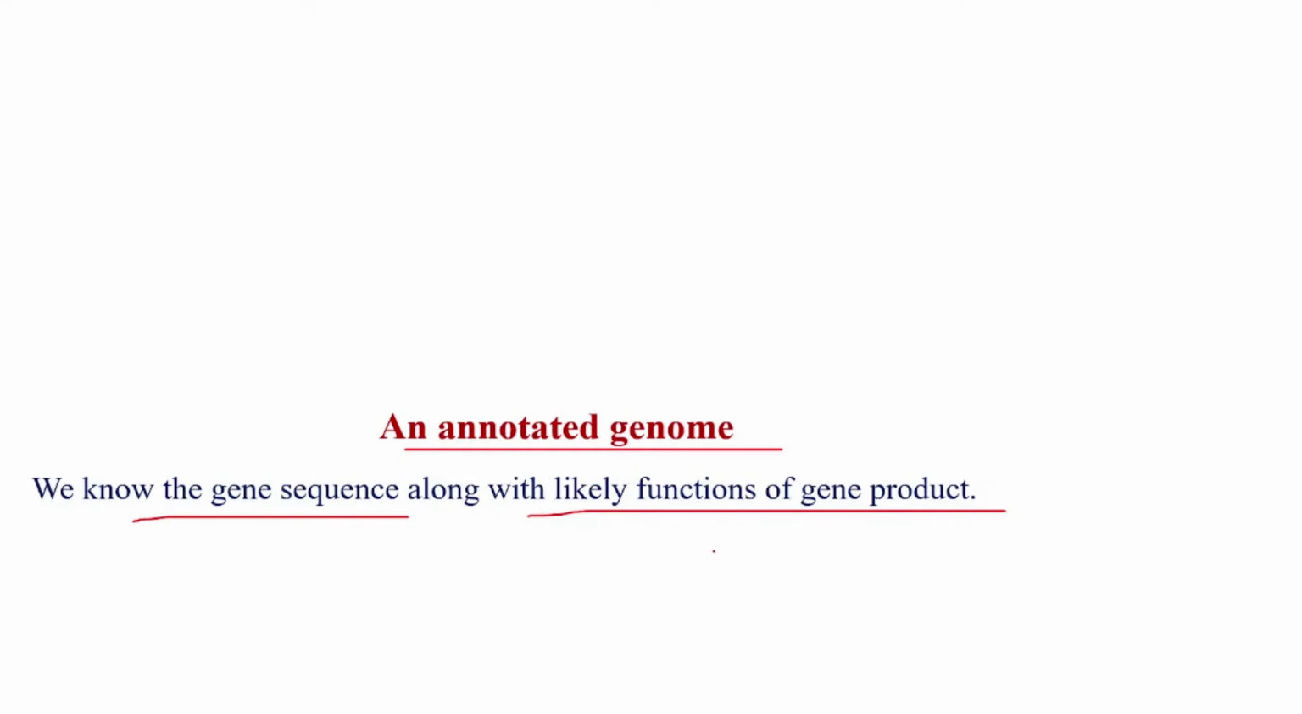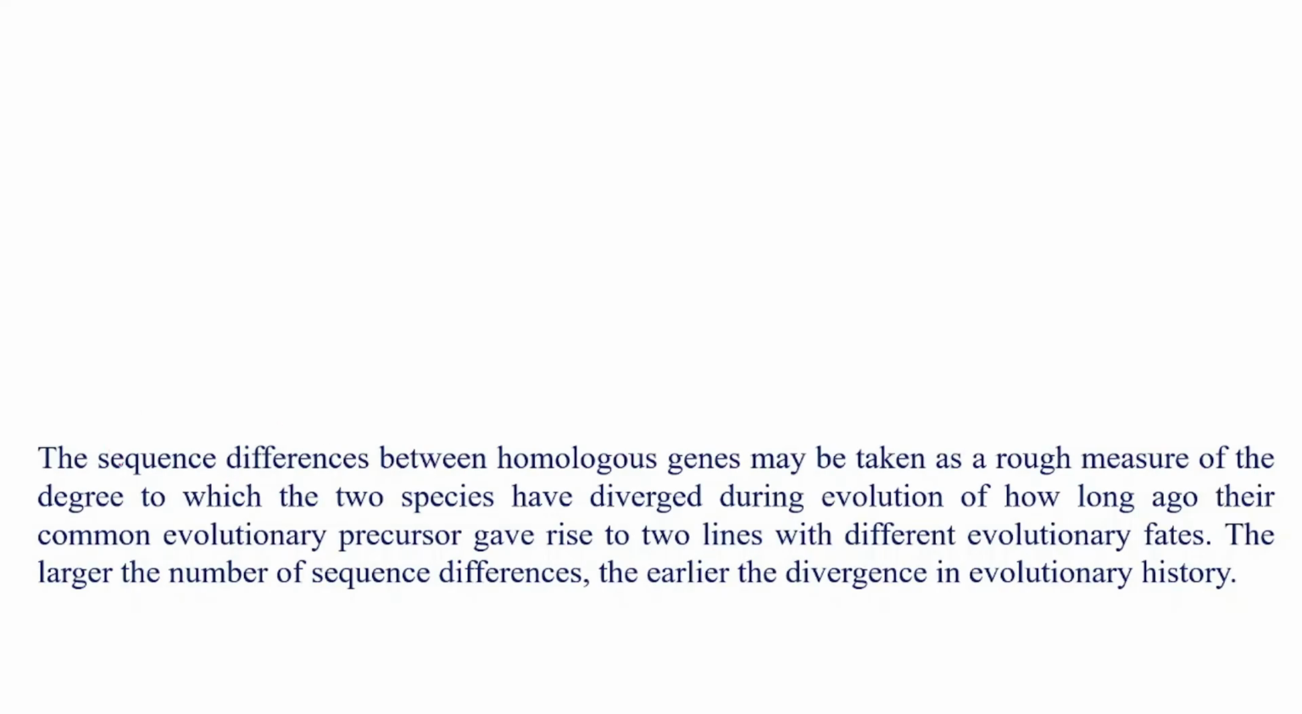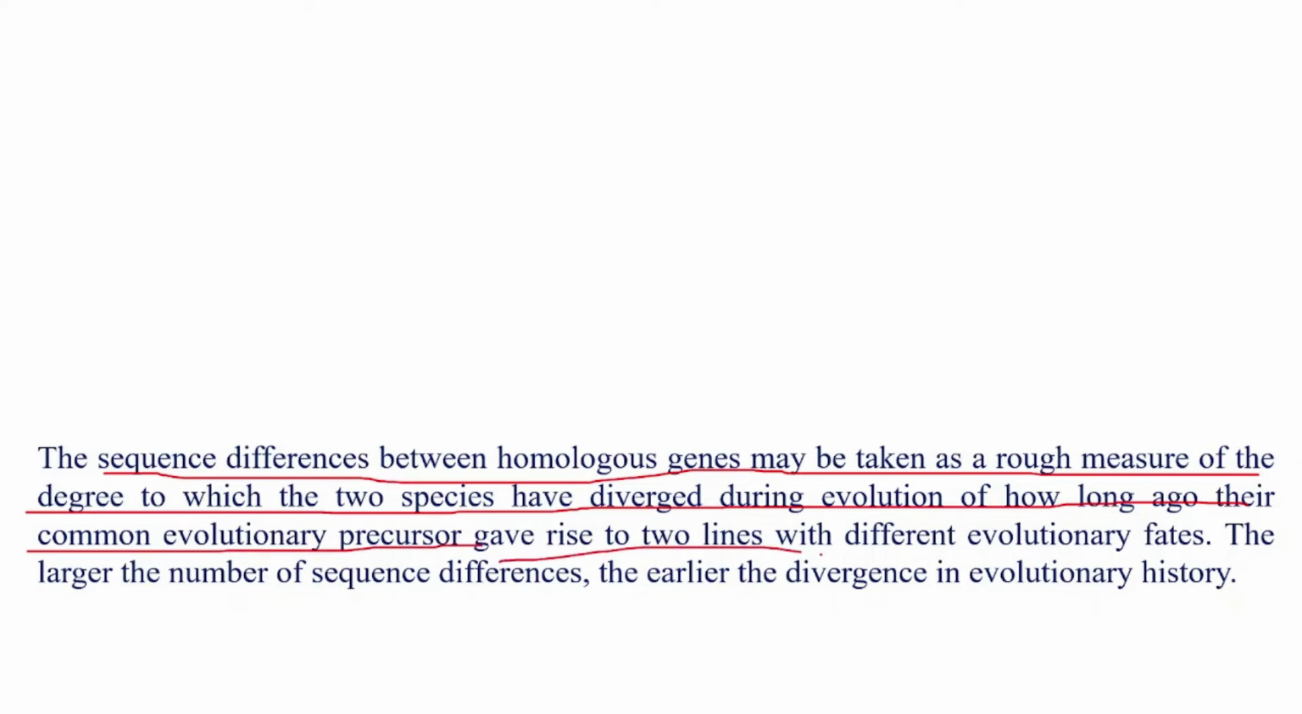So the sequence differences between homologous genes may be taken as a rough measure of the degree to which the two species have diverged during evolution, of how long ago their common evolutionary precursor gave rise to two lines of different evolutionary fates. The larger the number of sequence differences, the earlier the divergence in evolutionary history.